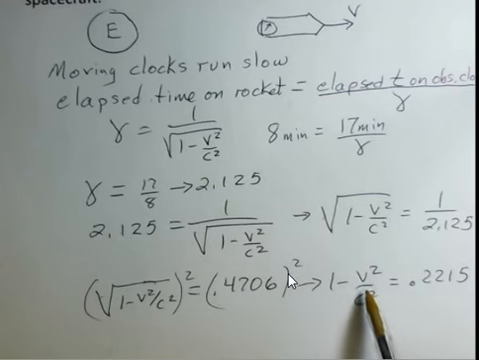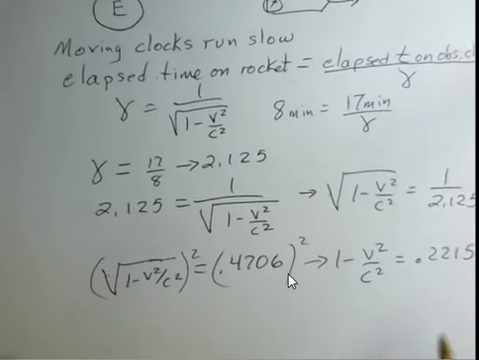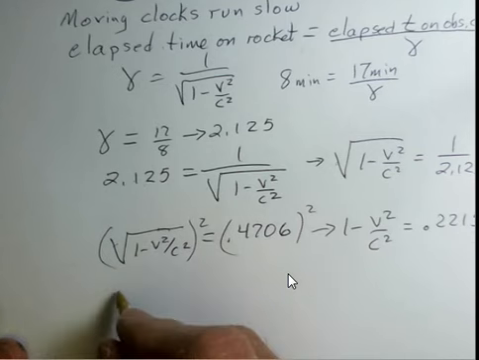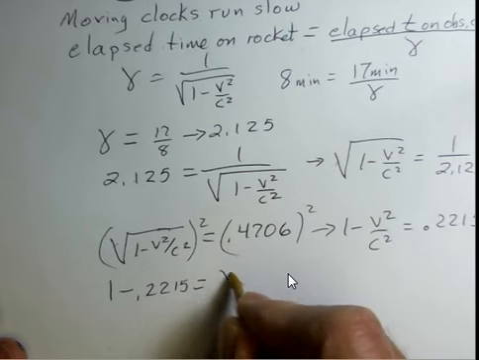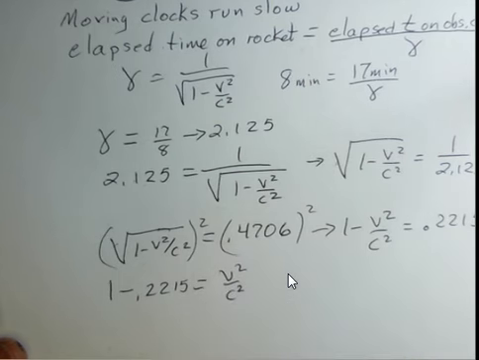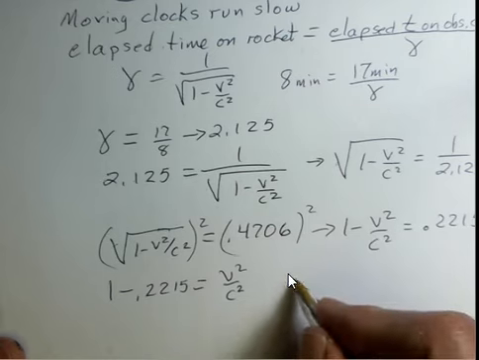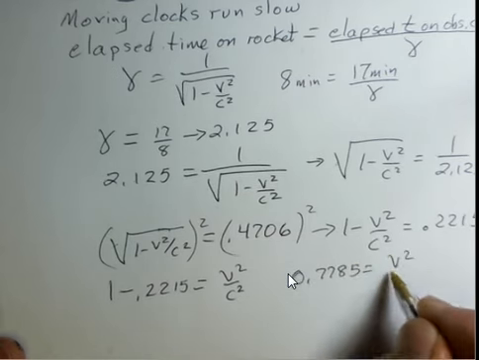Now I'm going to add v squared over c squared to both sides. I'm going to subtract 0.2215 from both sides. And again, I'm going to come back to my left side here and do this calculation. So I have 1 minus 0.2215 equals v squared over c squared. What should be done next? Instead of taking square root, I'm going to subtract these numbers as a first step. So 0.7785 is v squared over c squared.